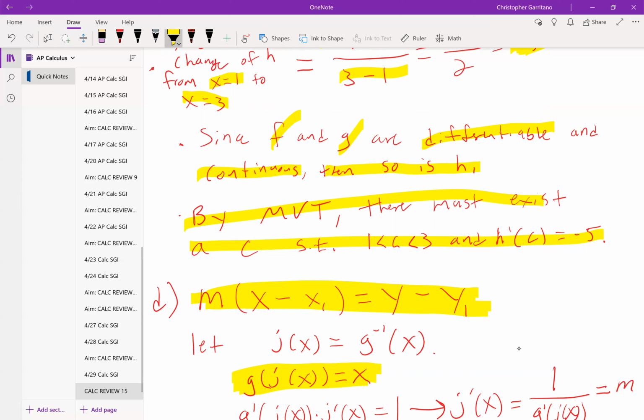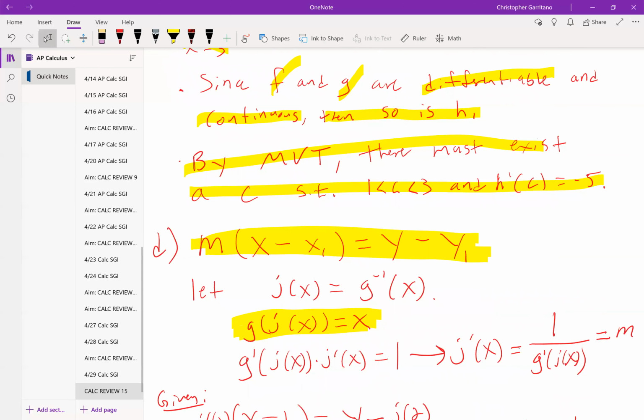Now, I'm going to differentiate both sides. And the left side is a composition, so I need to use the chain rule. The right side, when I differentiate x with respect to x, just ends up being 1. So the left side gives you g prime of j of x times j prime of x. The right side is equal to 1. I'm actually interested, though, in j prime of x, because ultimately I want to find the slope of a tangent line, or the equation of a tangent line at some point along the inverse function j.